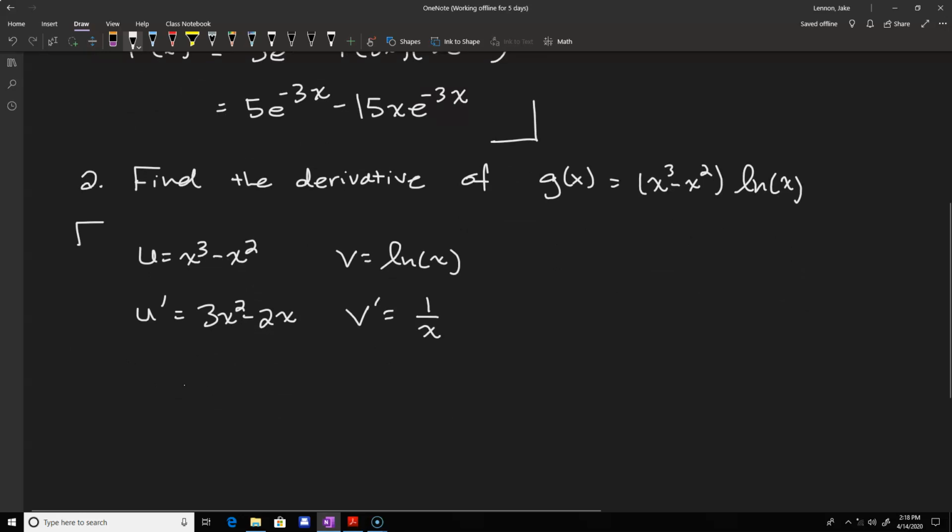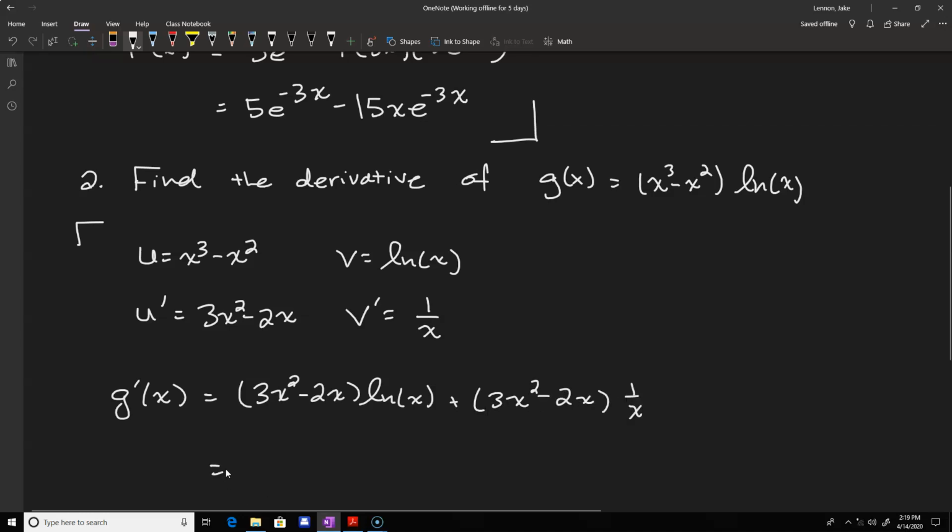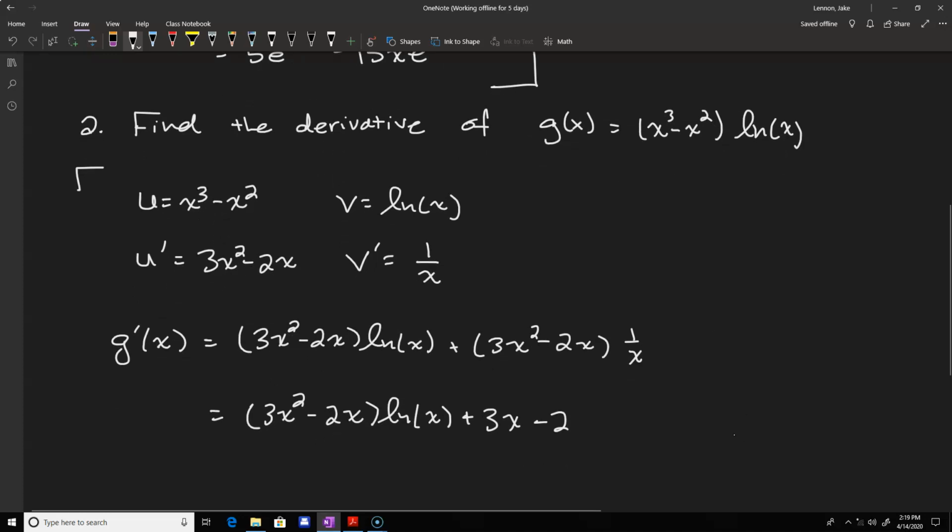And for u and u prime, since they contain more than one term, we want to remember to keep parentheses around those. So we have the quantity 3x squared minus 2x times the natural log of x plus the quantity 3x squared minus 2x times 1 over x. And we can simplify that second set of parentheses by distributing the 1 over x. So this becomes plus 3x minus 2. And again, I would just stop right there. Nothing too much more to do.